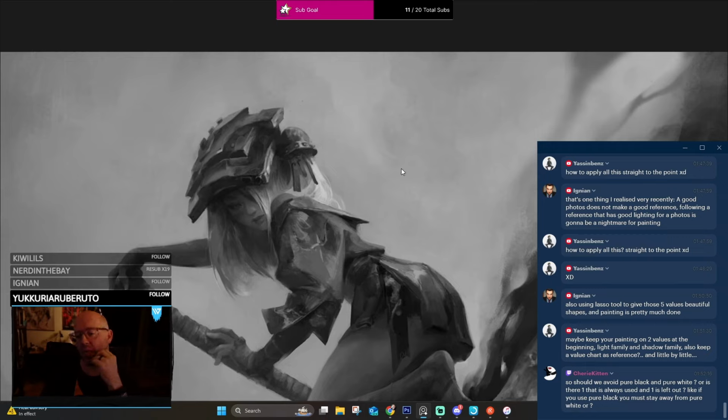So should we avoid pure black and pure white? Yes. I would personally stay away from both of them. The darkest I would get is probably like a 95%, which is still insanely dark. And then the lightest, you could do pure white. I mean, you can do whatever you want. You could do both. But I would shy away from them because that means you can also save them if you have a specular highlight that you know is going to be pure white. Save it to the very last brush stroke till you go boop.